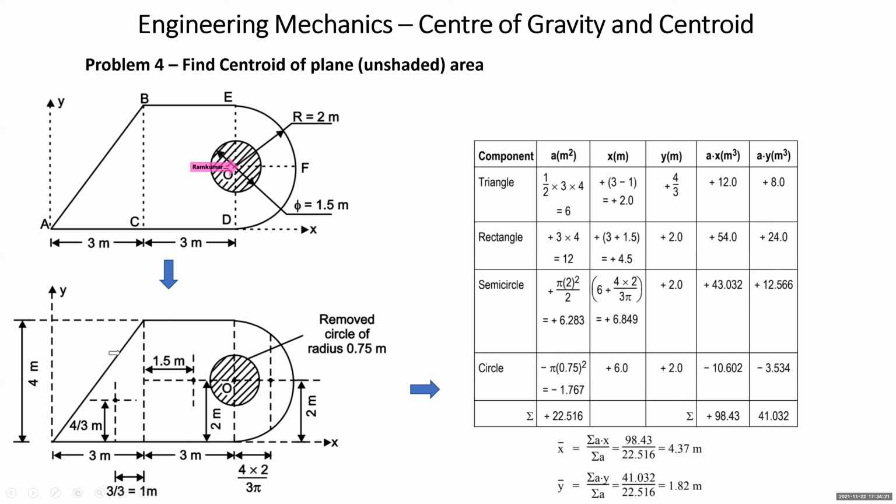In the table, I'm not writing component 1, 2, 3. I'm just writing them with the shape and component. This is the triangle. What is the area of this triangle? Half into base into height. Half into 3 into 4. You can see here.